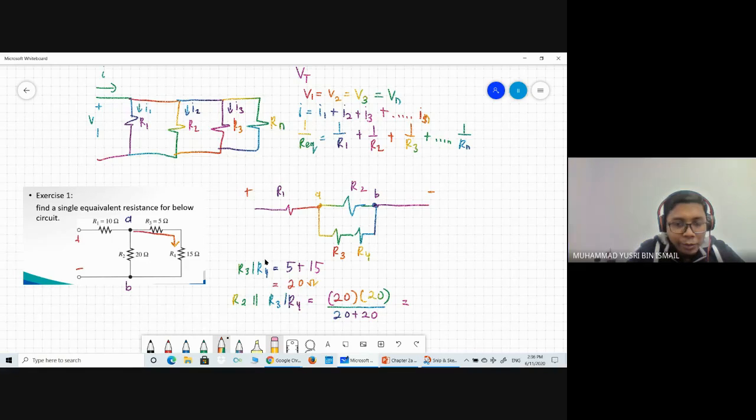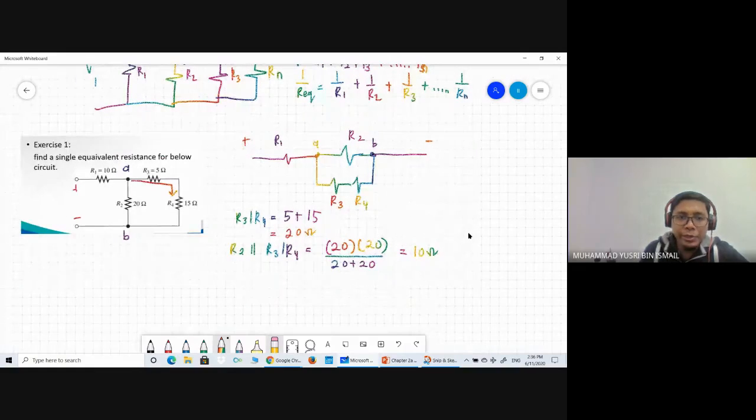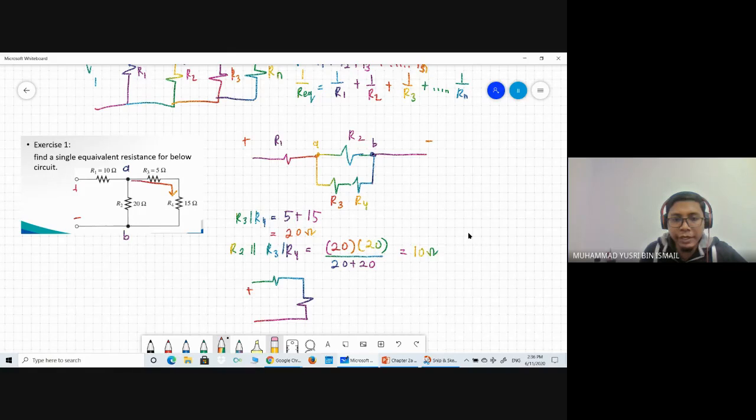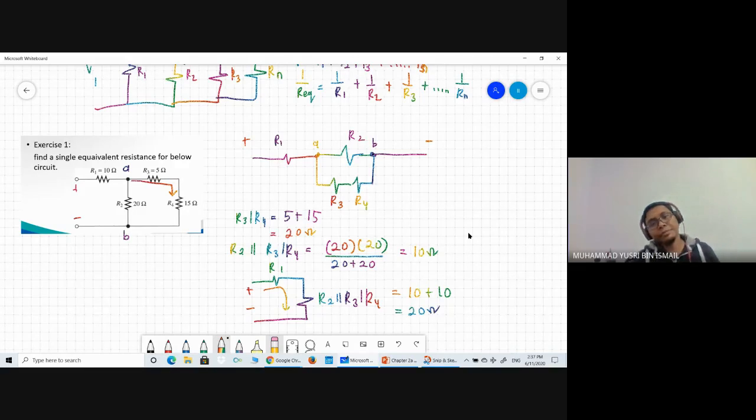So I hope all of you can understand why I make this R3 and R4 a series connection. So you will have 10 ohm. Then from here you already simplified the circuit. Basically you have a positive and negative, and from here it is a series circuit. Here is R1, then this part is R2 parallel with R3 and R4. For a series circuit, you can directly add, which is equal to 20 ohm.